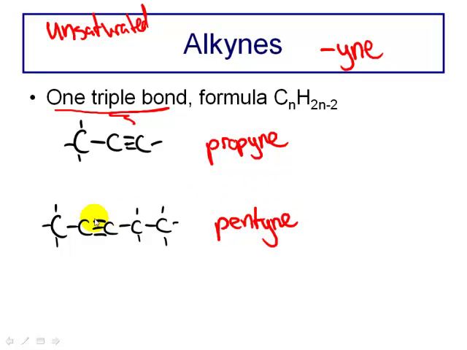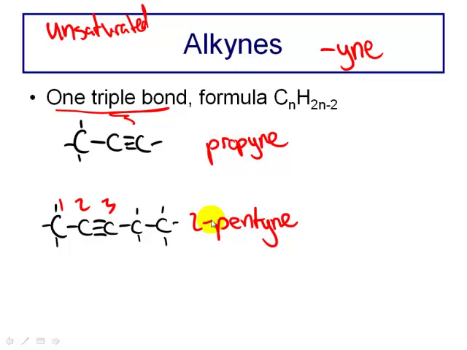Now, also, you guys can see there's more than one place we could put that triple bond. Because of that, we have to specify where it is. So this starts, as you can see, on the second carbon of the chain, so we call that 2-pentyne, for the sake of argument. Okay, naming-wise.